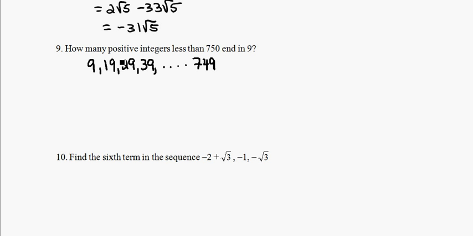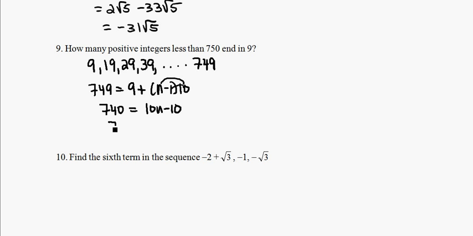So the question is, how many terms do we have? So it would be 749 equals 9 plus I don't know how many terms, and our common difference is 10. So I subtract 9 from both sides. I get 740 equals 10n minus 10, distributing the 10. I add 10 to both sides. I get 750 equals 10n, divide by 10. I get 75 equals n.